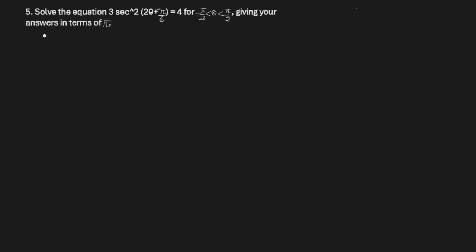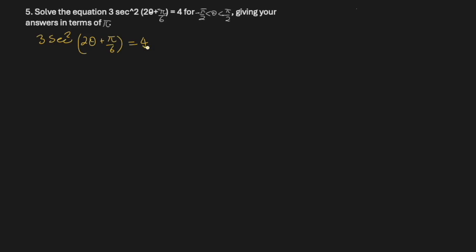3 secant square 2 theta plus pi by 6 equal to 4, and we have to solve it. Okay. Can I do this way?